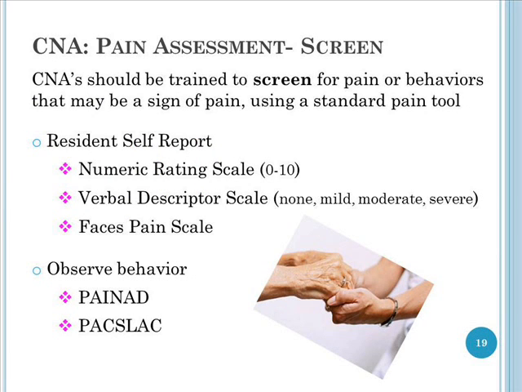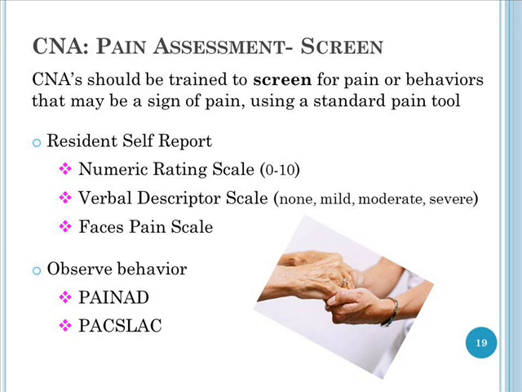Certified nursing assistants should be trained to screen for pain or behaviors that may be a sign of pain using standard tools that have been developed and validated for use with this population. As I mentioned earlier, getting self-report is an important part of the pain assessment process, and there are a number of tools that are available that you can use in your nursing home for recognizing pain. One is a simple numeric rating scale where the residents look at a scale with numbers from 0 to 10, where 0 is no pain, 10 is the worst pain possible, and they pick the number that represents the severity of pain they're currently experiencing.